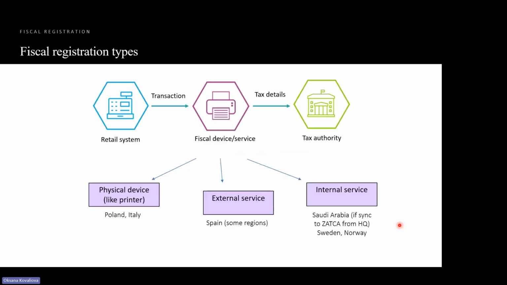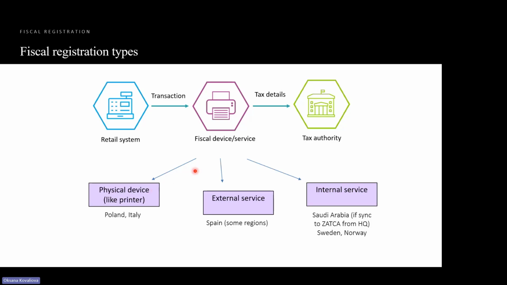In general, when we talk about fiscal types of devices or services, we can split these fiscal services into three types. First, these are physical device registration. So you really have some physical device in the store, like a printer or special USB, that you integrate your point of sale with. And for example, you will be sending transactions to the device. This is what happens in Poland or Italy.